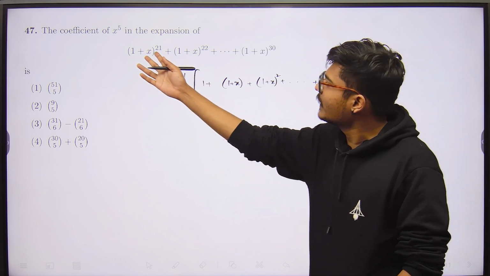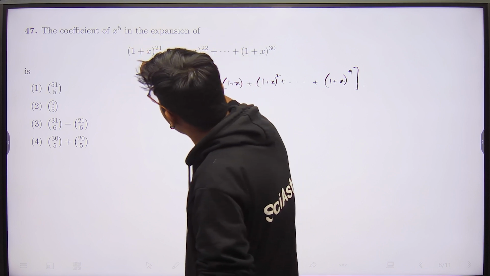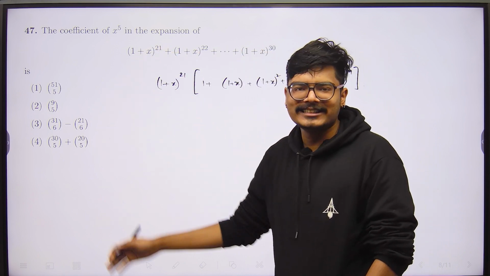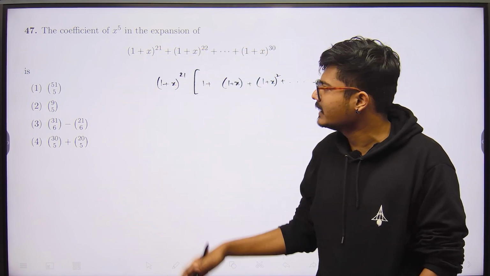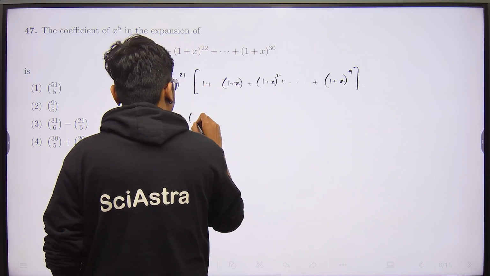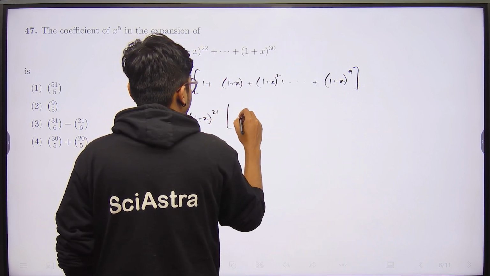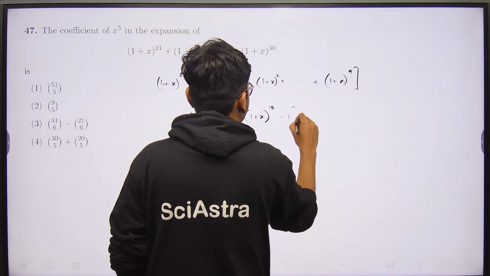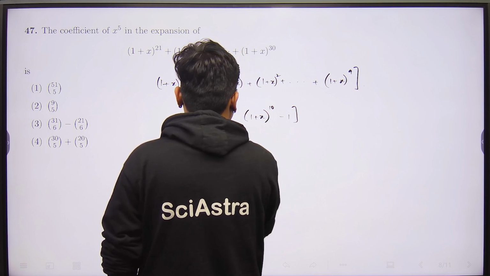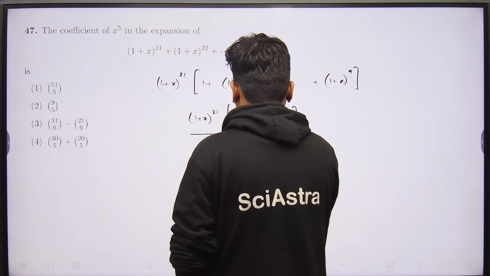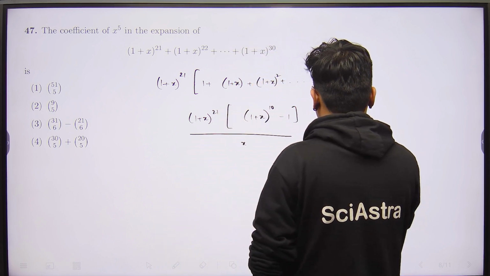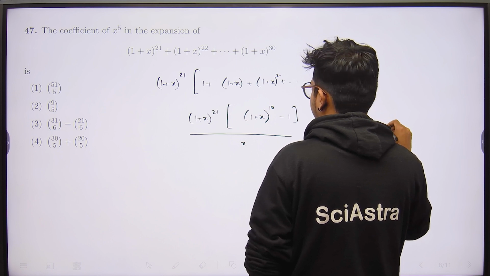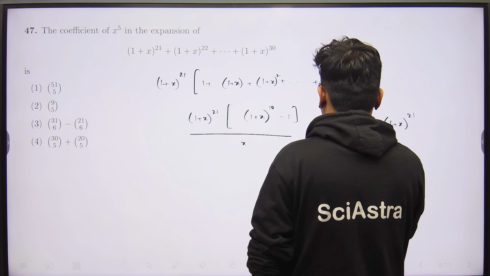The coefficient of x to the power 5 in this is basically the sum of the coefficients of x to the power 5 in the first one plus the second one, and so on, right? So we can directly take the sum of this GP. If we take the sum of the whole expression, what will come? This will be 1 plus x whole to the power 21 times the number of terms, which is 10, minus 1, divided by 1 plus x minus 1, which is just x. This turns out to be 1 plus x whole to the power 31 minus 1 plus x whole to the power 21 divided by x.